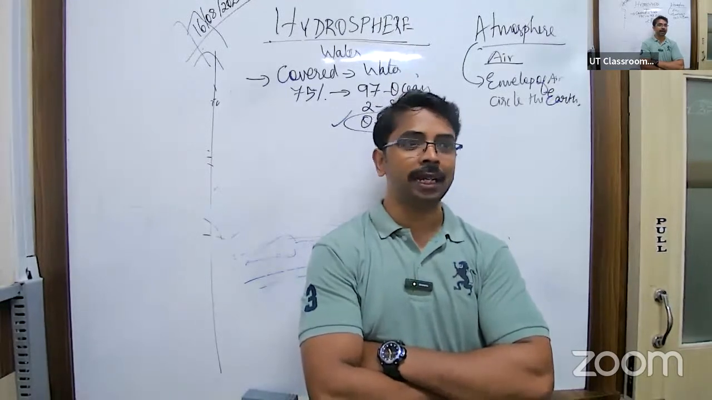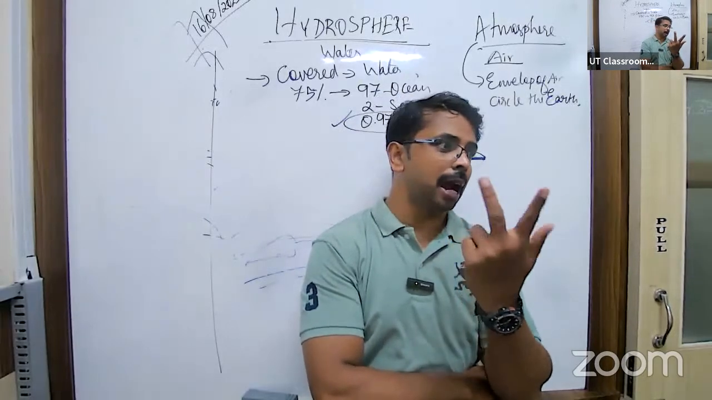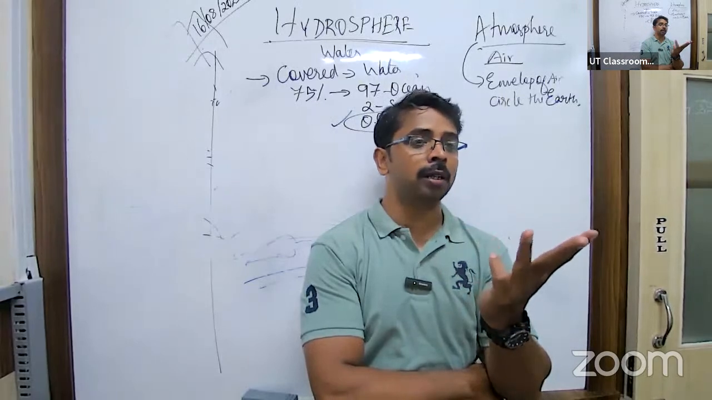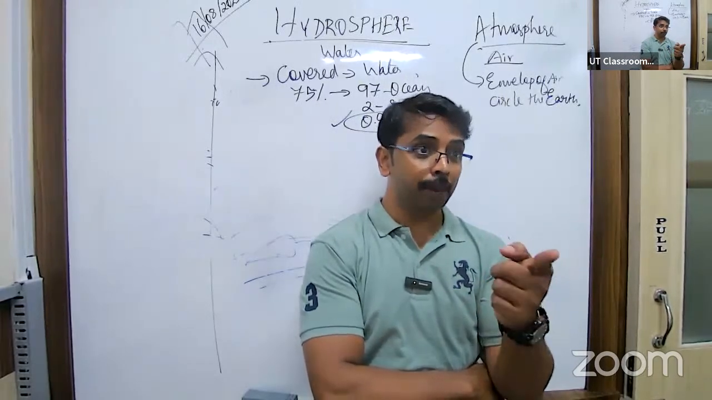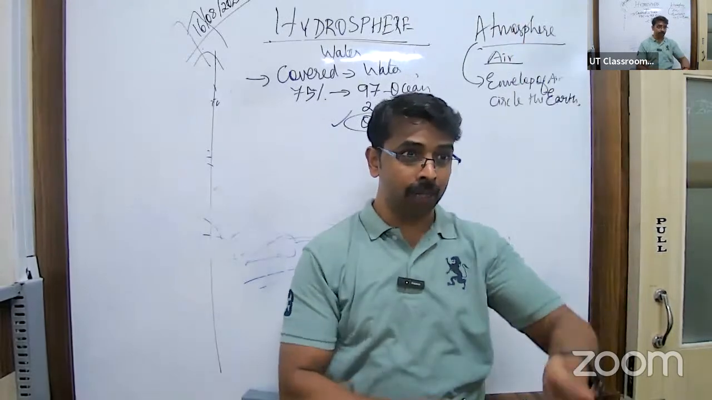21%. Close to 99. Hardly 1% is inert gases. What are inert gases? Argon, helium, xenon, krypton, radon. Ye aap log chemistry mein padhenge. Group 9A elements, 9A elements.